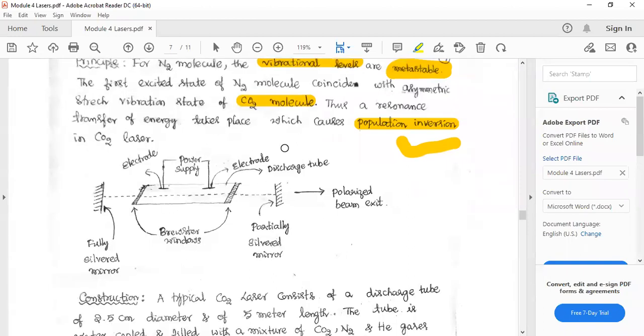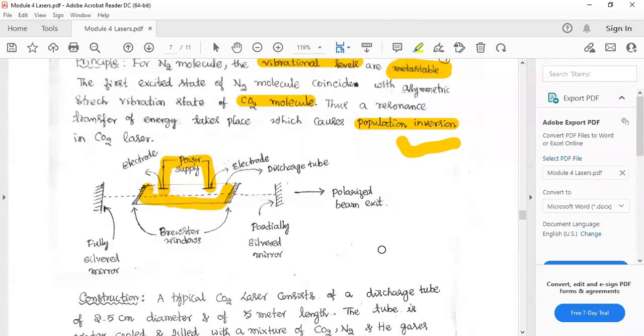And you have to write this diagram. Here you can see the carbon dioxide molecule is filled in this discharge tube. These electrodes will supply the necessary pumping energy to the carbon dioxide molecule. These electrodes, the cathode and anode, are kept at high potential, and electrons from the cathode move towards the anode. While moving, these electrons hit the nitrogen molecule as well as the carbon dioxide molecule, and the ground state nitrogen and carbon dioxide molecules get excited to the first excited level. Thus we achieve population inversion.